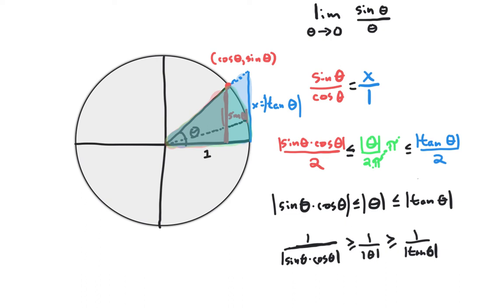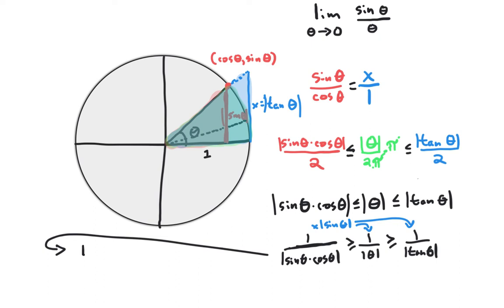Okay, so we're almost there. Let's multiply everything by the absolute value of sine of theta. So let's go ahead and do that. I'm going to multiply everything by the absolute value of sine of theta. So our first term, our second term, and our third term in our inequality. So let's make some more room. We'll go over here. So you can see that we have an absolute value of sine theta, which is going to cancel out with this absolute value of sine theta.